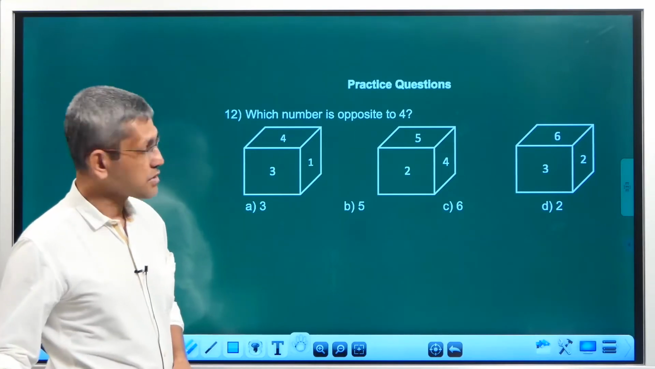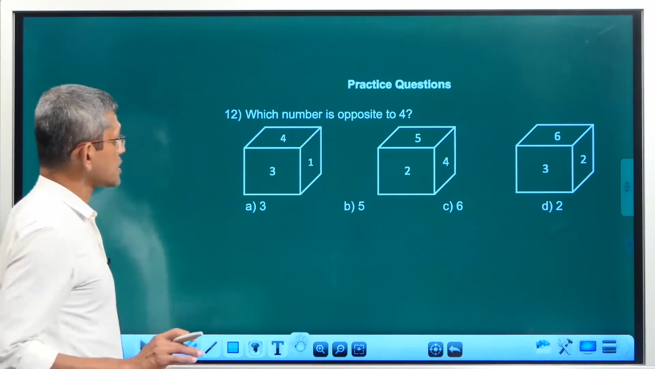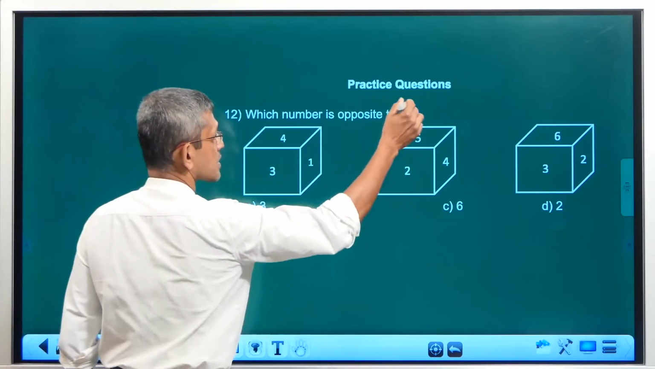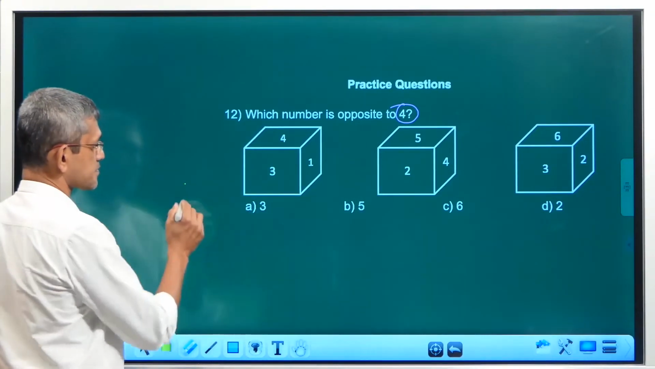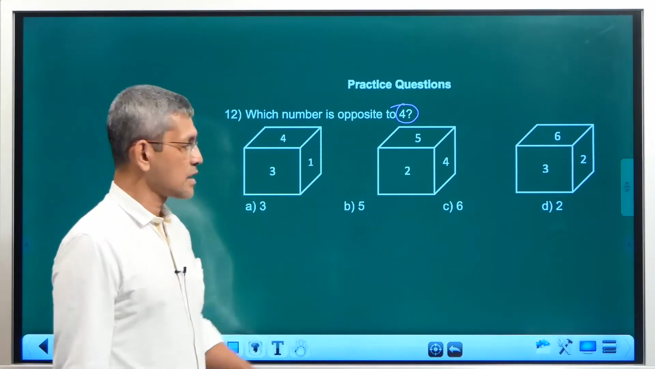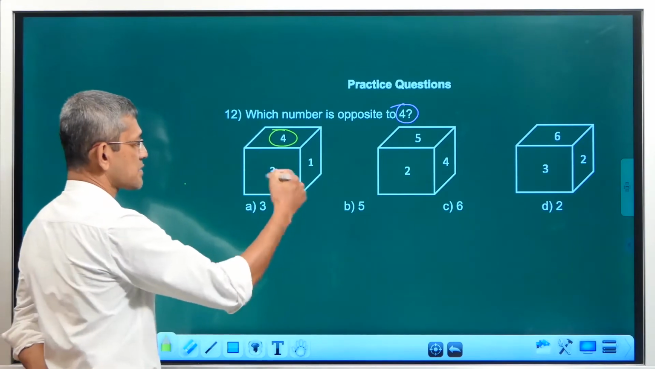Okay, so let's take a look at that question. Question number 12. Which number is opposite to 4? We are looking for the number opposite to 4. So here, first of all, image number 1 and 2. What's the peculiarity of 1 and 2? The only common number we have is 4.